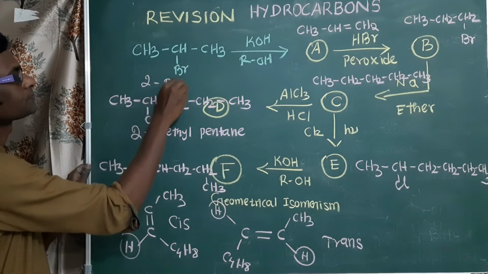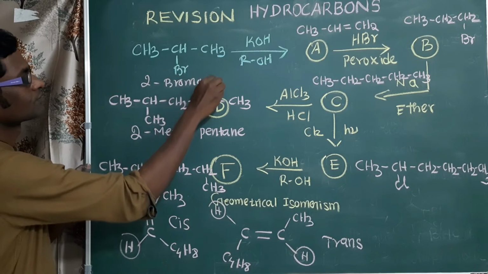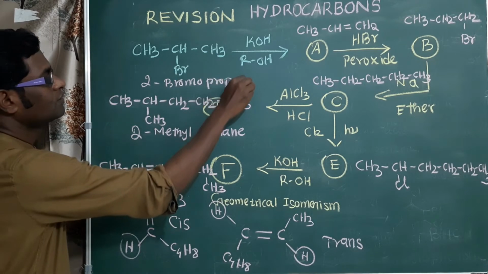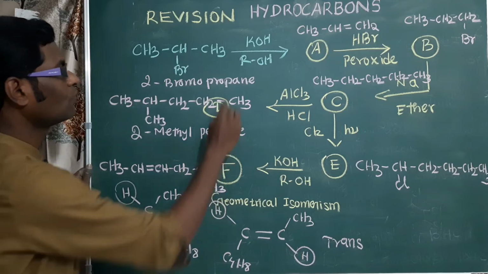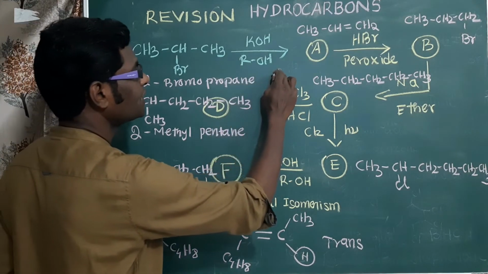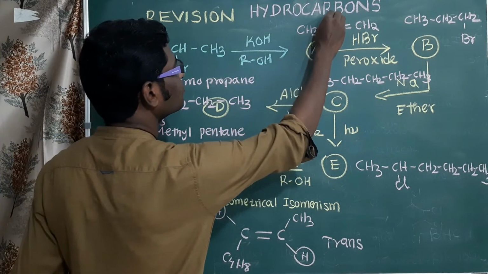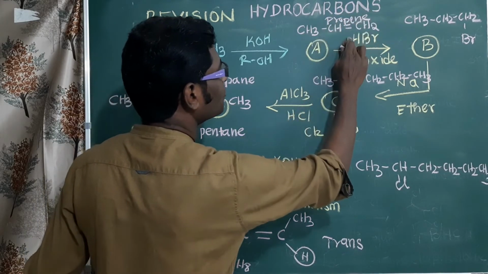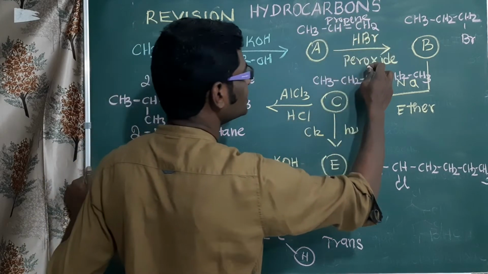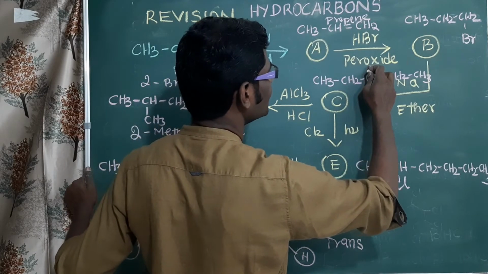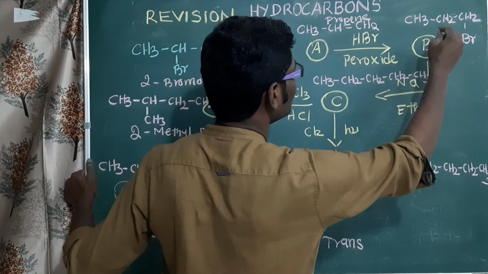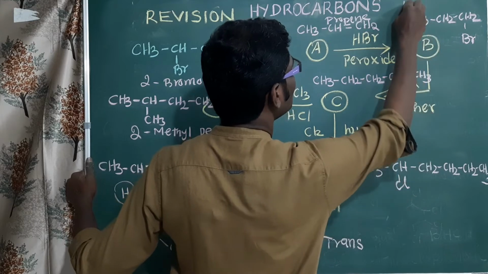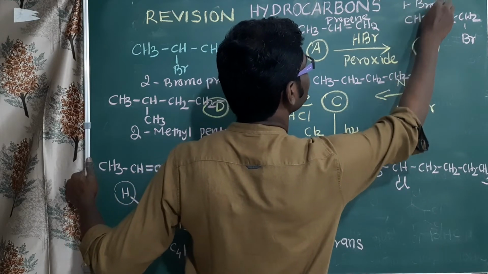2-bromopropane treated with alcoholic KOH. This reaction is called beta elimination. We will get propene. Propene treated with HBr in presence of peroxide. This reaction is called the anti-Markovnikov rule. We will get 1-bromopropane.